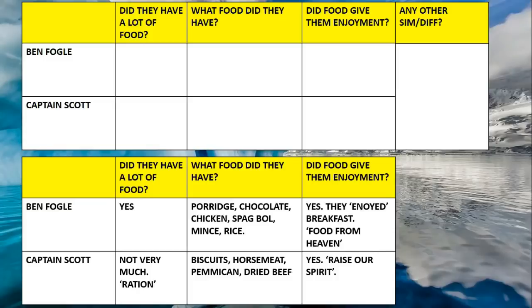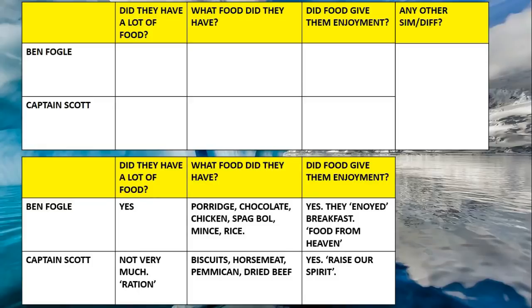Ben Fogle, they had porridge, chocolate, chicken, spag bowl, mince, rice, and other things. Captain Scott, what did they have? They had sort of biscuits, horse meat, pemmican, dried beef, but they had to ration these. They were coming to their last supply of them. Did food give them enjoyment? So both said yes, so that's a similar thing. Ben Fogle said yes, they enjoyed the breakfast and it was food from heaven. And Captain Scott said although they didn't have a lot of food, it raised their spirits, they enjoyed it.